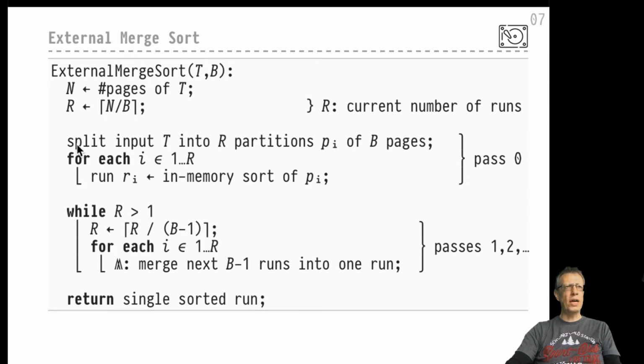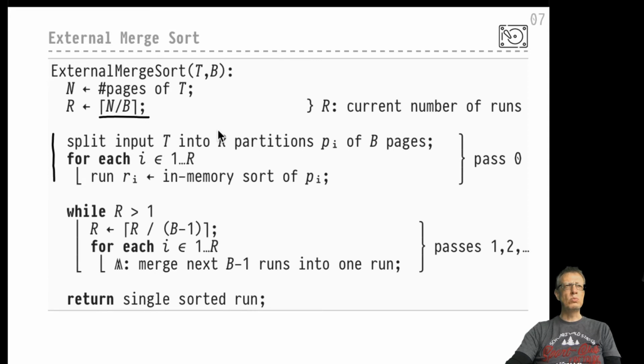Why is that? Because this is what we do in the very first pass 0. Let's call it pass 0, the initial pass of our external sorting algorithm. What we will do is we will split T into R partitions. Each of these partitions will have B pages. B pages fit into the working memory of our database system.